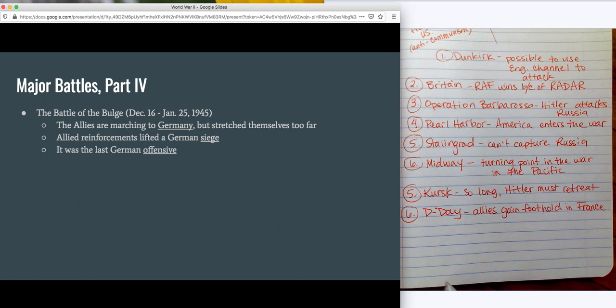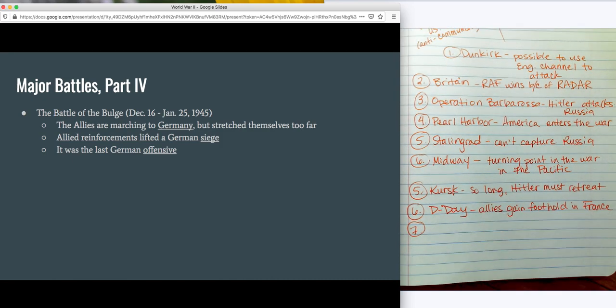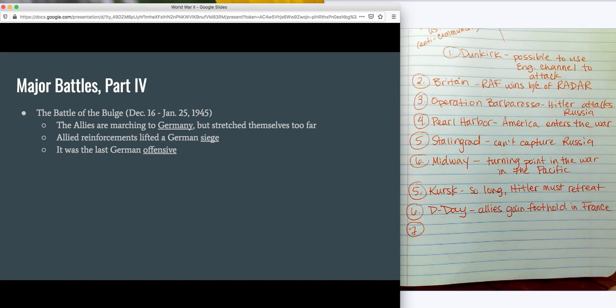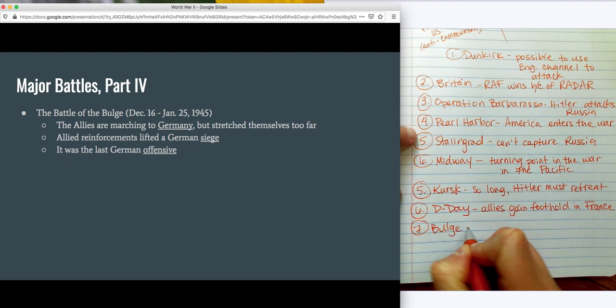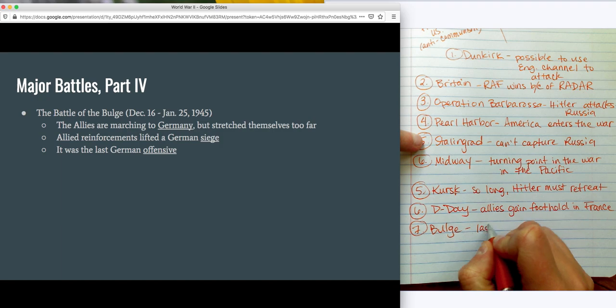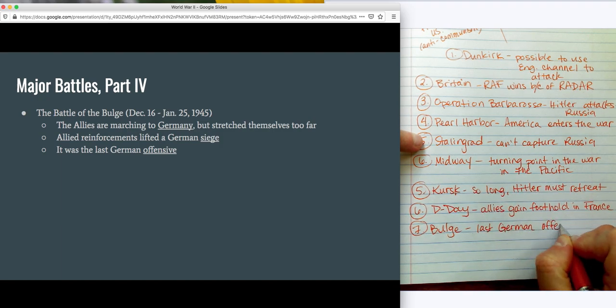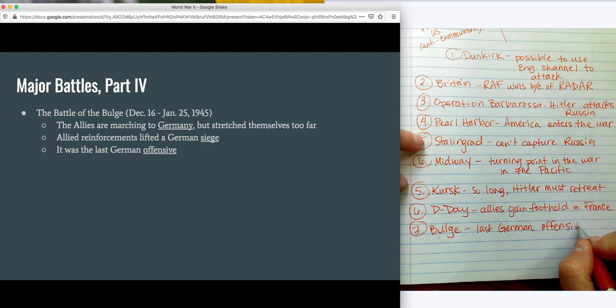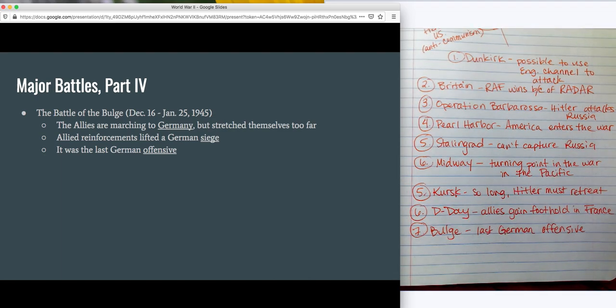Okay, and then last but not least, the Battle of the Bulge. The Allies marched to Germany, but they've stretched themselves too far, so they have to have reinforcements to lift a German siege, but it's the last German offensive. And so therefore it's the last really major battle. Last German offensive. And then we've got the Allies coming from the west to the east, and the Russians coming from the east to the west to do sort of a pinching movement on Germany, centered around Berlin.